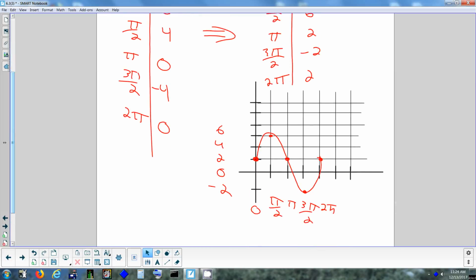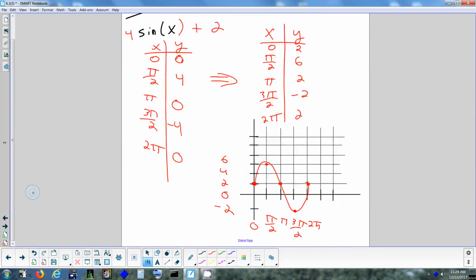Okay, what's the amplitude of that graph? Yes, the amplitude is 4. What's the highest point the graph ever hits? 6. That's a different question. Sometimes those two questions would have the same answer. In this case, they have different answers.